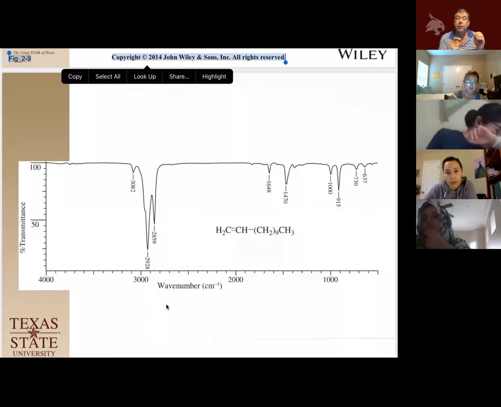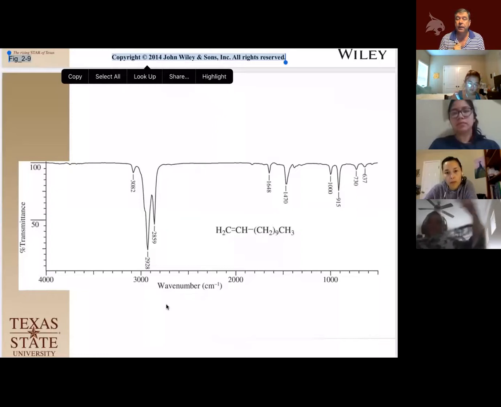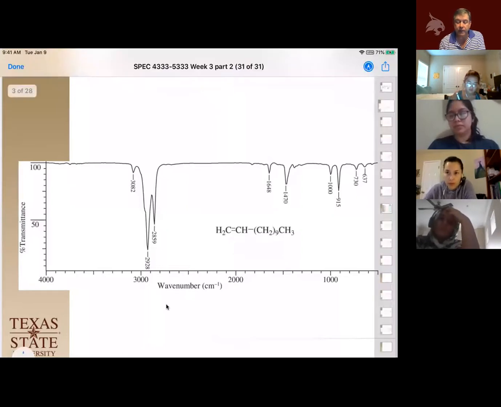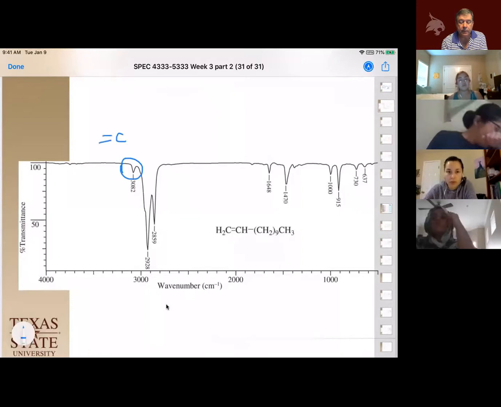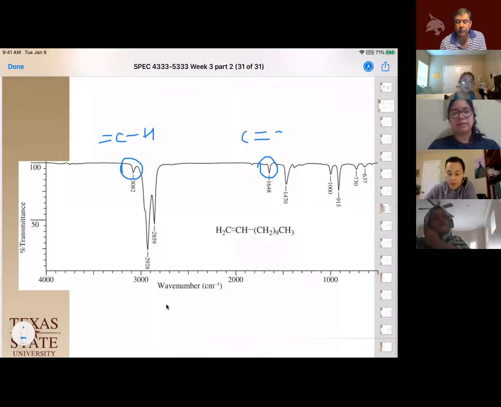So now, by the introduction of just two sp2 hybridized carbons with hydrogens on them, we get two new peaks, okay? Going just from comparing what we had before, we get those two new peaks. We get the carbon-hydrogen peak here. So this is that peak. And we get this carbon-carbon double bond peak, okay?